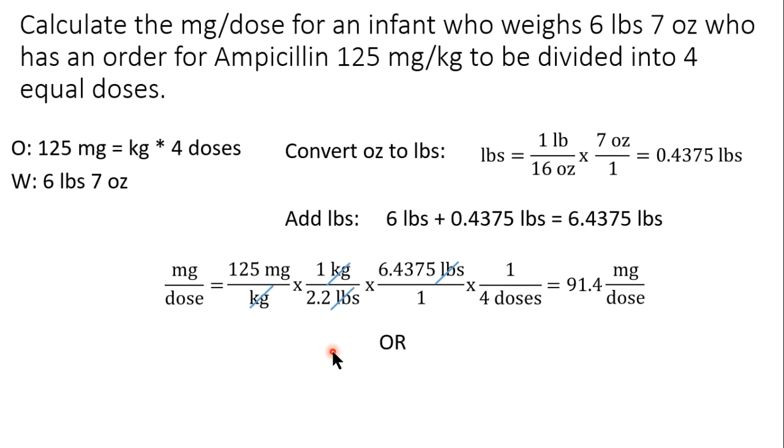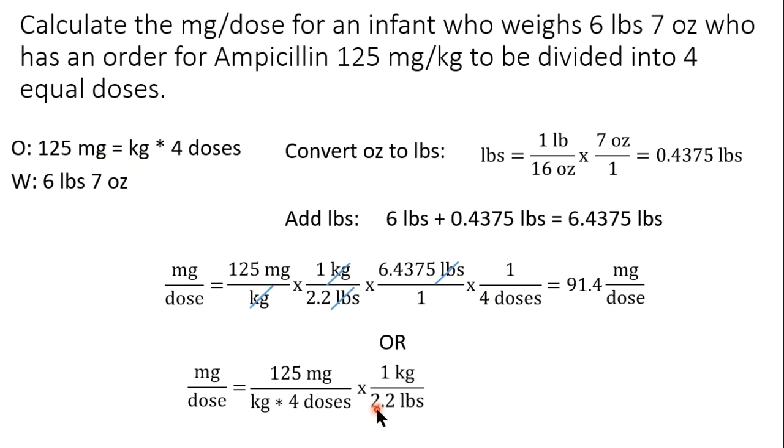Or if you wanted to work this order as just one single fraction, you could do so. So for example, we're looking for milligrams per dose, and we could write this as 125 milligrams over kilogram over 4 doses. So instead of doing this fraction and this fraction separately, you could put it all together. And then we would add our conversion ratio of kilograms to pounds and then multiply times the weight. And it would still give us the same thing, 91.4 milligrams per dose.